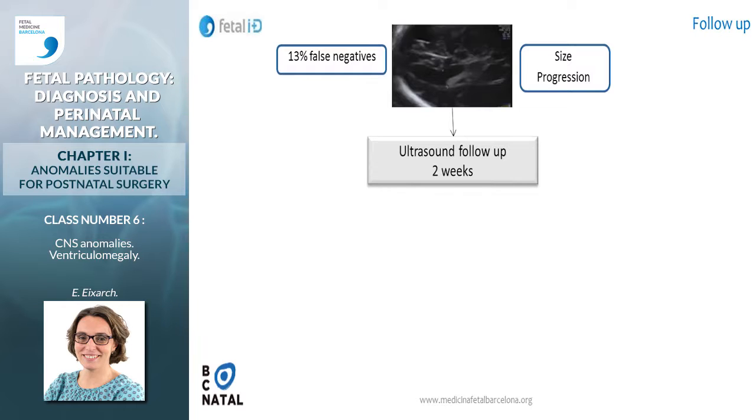The follow-up will be done every 2 weeks with two objectives. One, to evaluate the size and assess whether it is progressive or not. And two, to try to reduce the rate of false negatives. Because every time we see the ventriculomegaly, we will not only measure it, we will also reassess the intracranial structures and see if there is something else that claims our attention, which wasn't identified before, because we couldn't or because it didn't appear at the time, because there are progressive anomalies that appear later on in gestation.